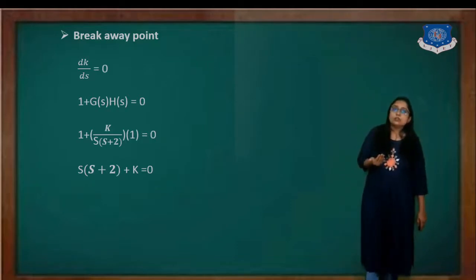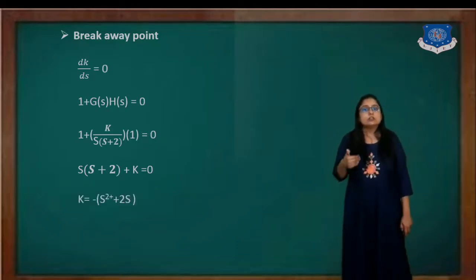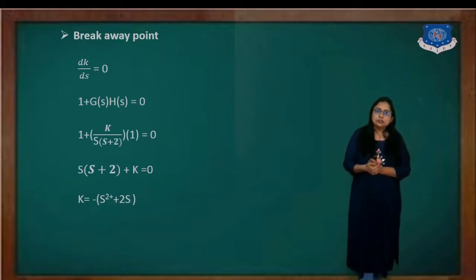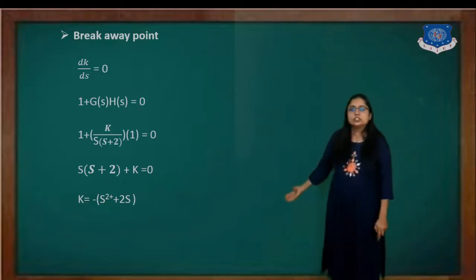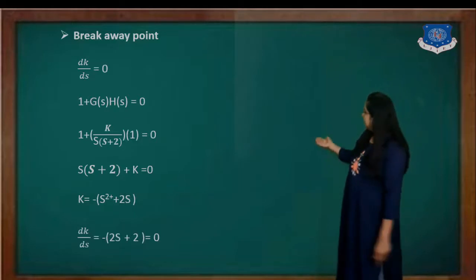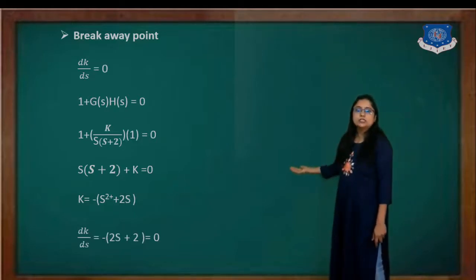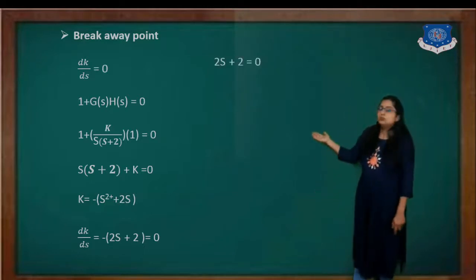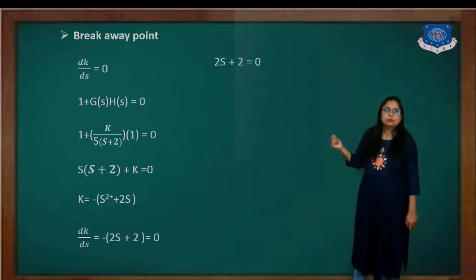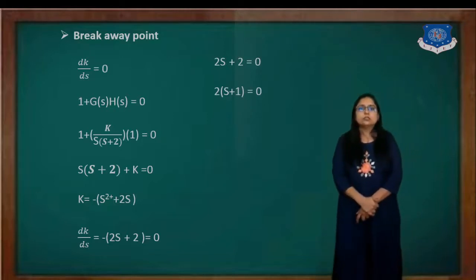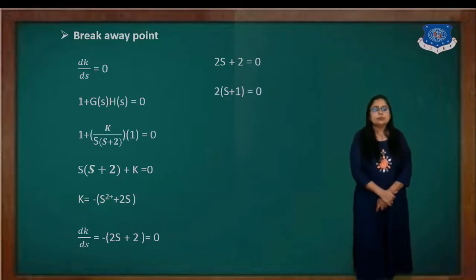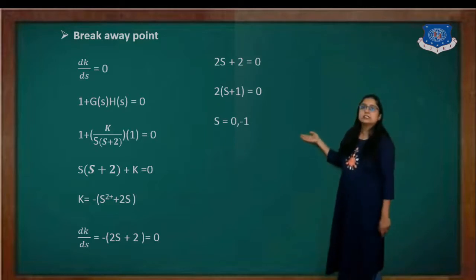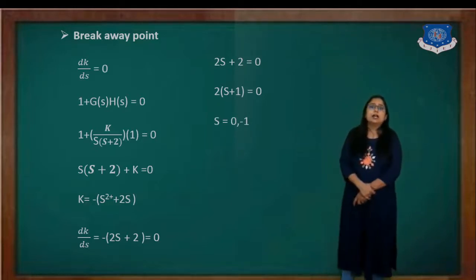Now we want to find out the dk by ds. So what we require? We require the value of k. So k, that equal to minus s square plus 2s. Now take the differentiation with respect to s. So dk by ds, that equal to minus 2s plus 2, that equal to 0. Now 2s plus 2, that equal to 0. So take the 2 common, then s plus 1, that equal to 0. So here the value of s, that is what? It's a minus 1.